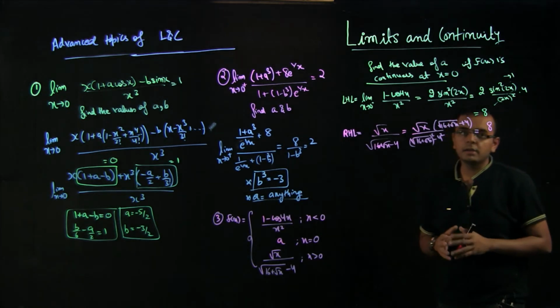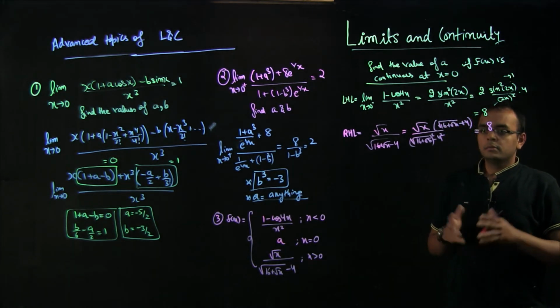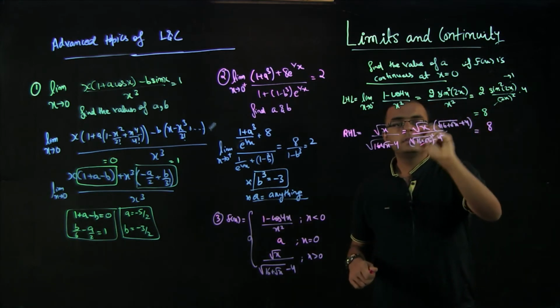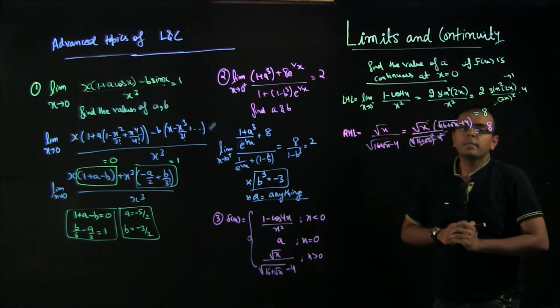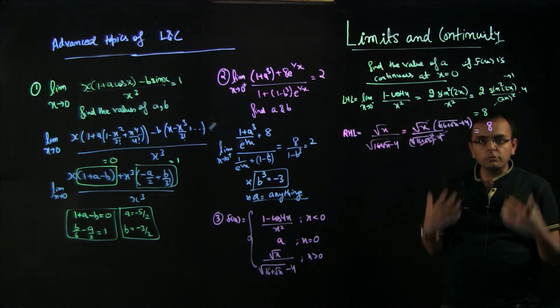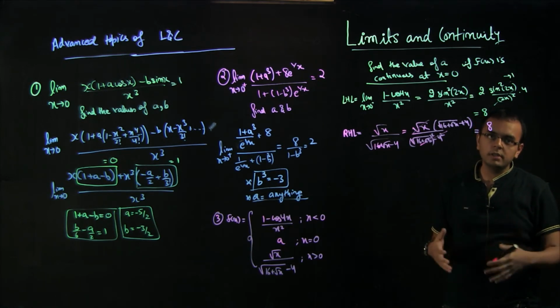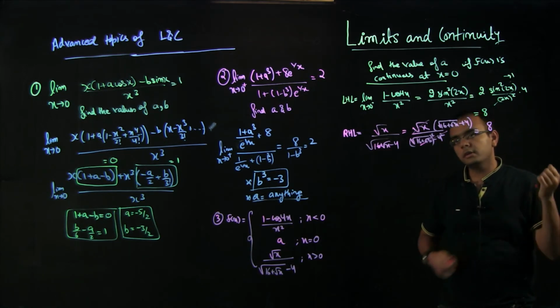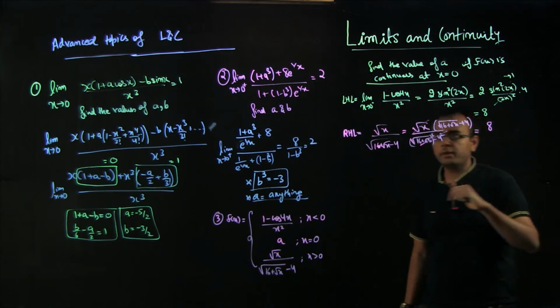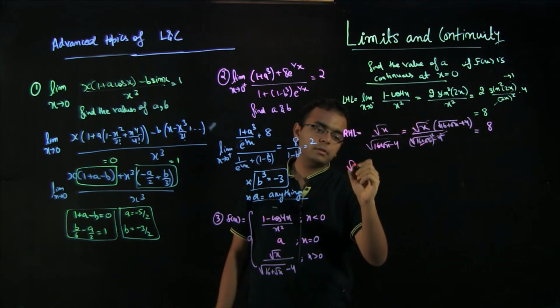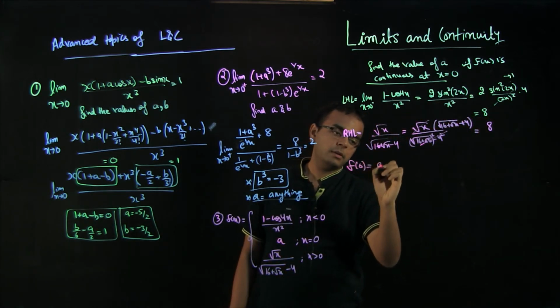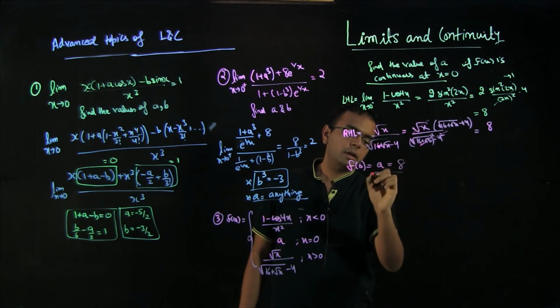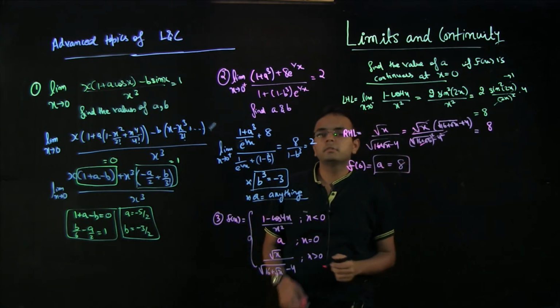The idea here is that we have used these things before and you should just recall them properly. So the good thing is the right hand limit is equal to the left hand limit, and the function's value at 0 is a, and hence that has to be equal to 8 for the function to be continuous.